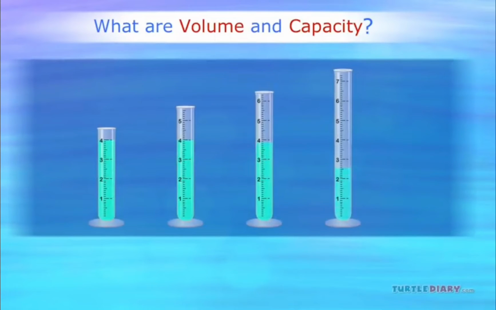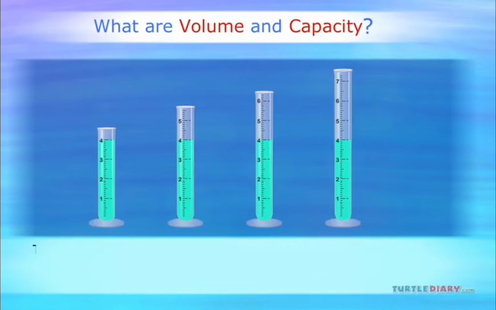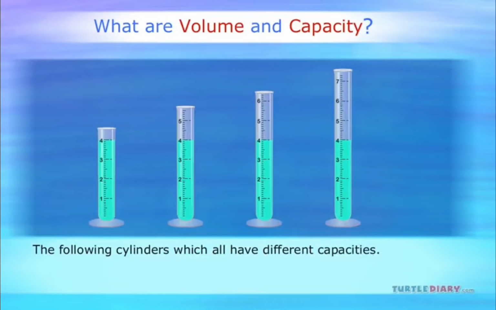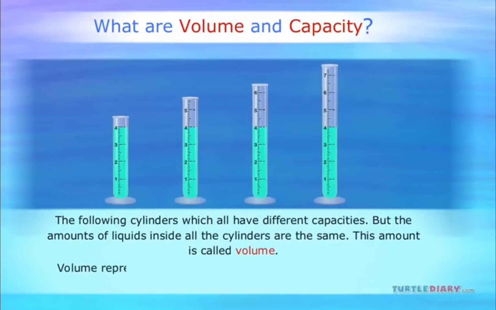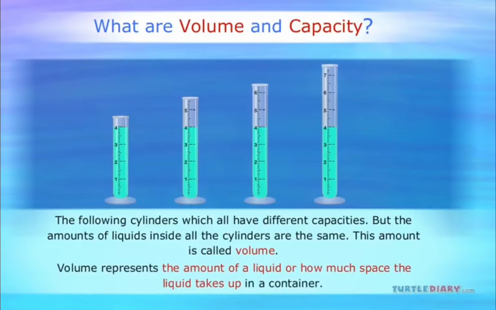Sometimes the amounts of liquids inside different bottles or jars are the same, but the capacities of the containers are not the same. The following cylinders, which all have different capacities, but the amounts of liquids inside all the cylinders are the same. This amount is called volume. Volume represents the amount of a liquid, or how much space the liquid takes up in a container.